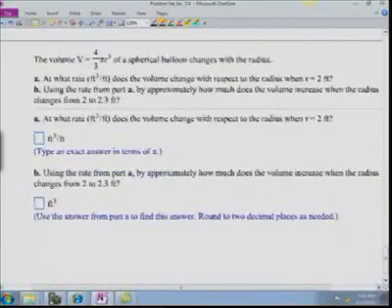There's 2 questions here. The volume V equals 4/3 pi r cubed. That's the formula for volume of a sphere, of a spherical balloon that changes with the radius. Would that make sense to you? As the radius gets bigger or smaller, the volume changes. Okay, at what rate does the volume change with respect to the radius when r is 2? At what rate is it changing? We need to find the derivative.